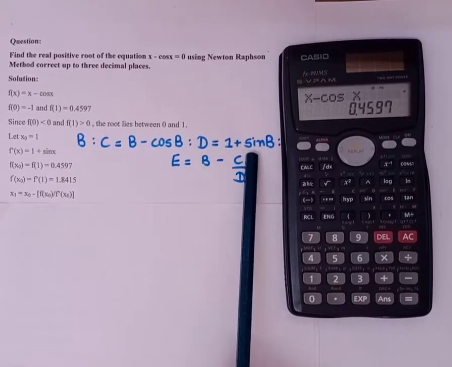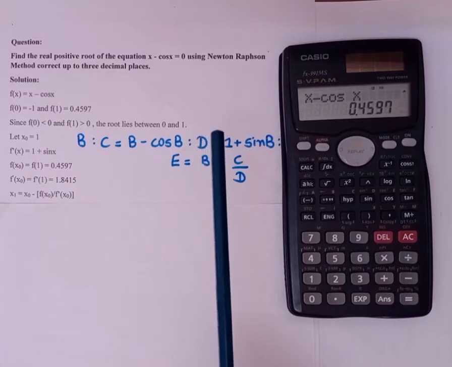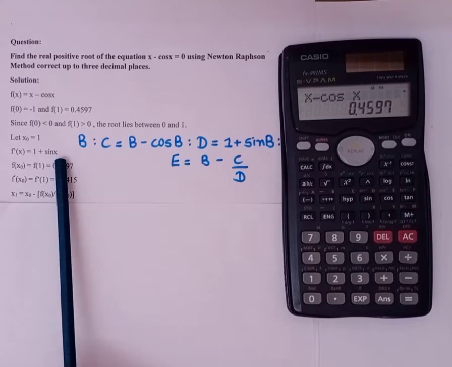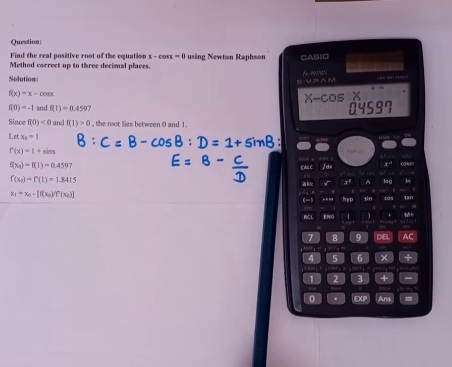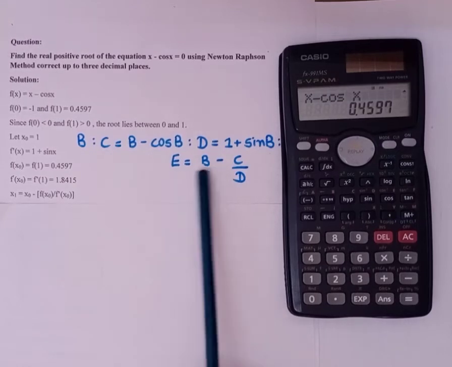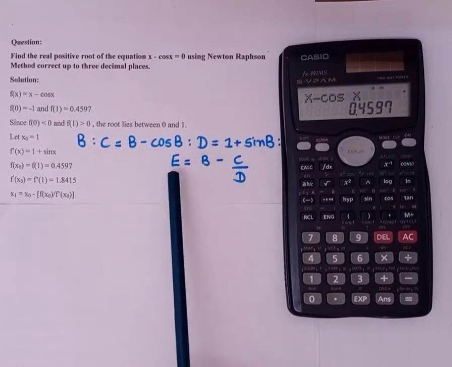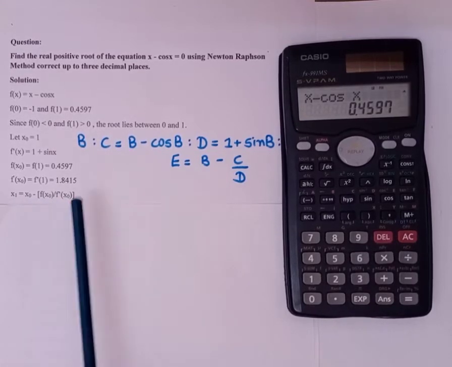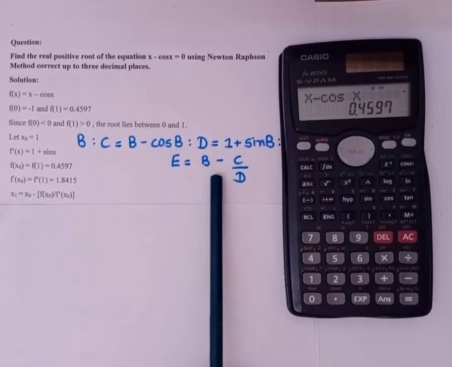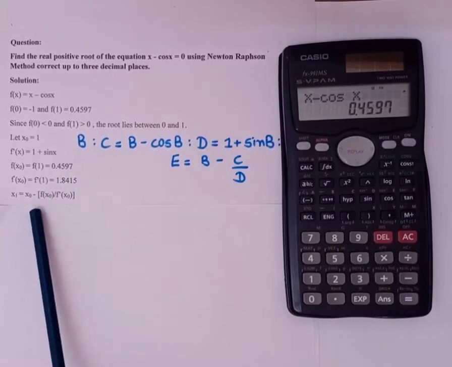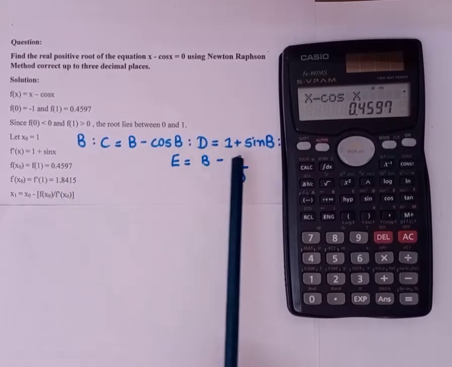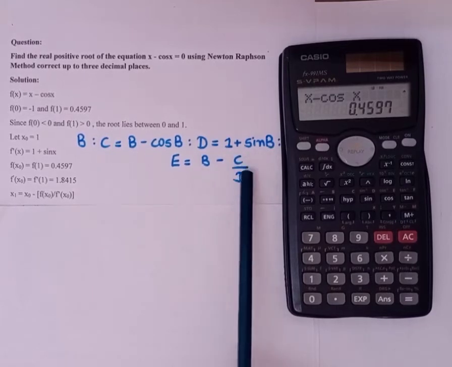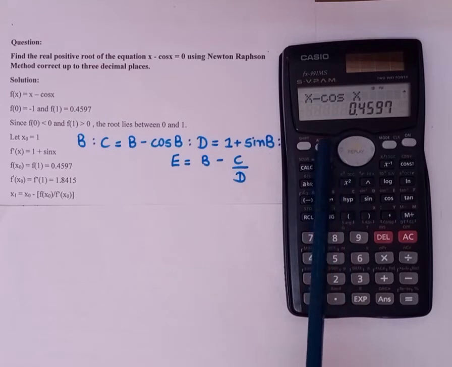That is, x minus cos x is represented by b minus cos b. Then this is f dash of x. That is, f of x is x minus cos x, then f dash of x will be 1 plus sin x, which will be 1 plus sin b here. And then e is equal to, this is the equation of the iteration. That is, x1 is equal to x0 minus f of x0 upon f dash of x0, which will be represented as e is equal to b, which is my x0, minus f of x0, that is c, and d is f dash of x0. So it will be b minus c upon d.